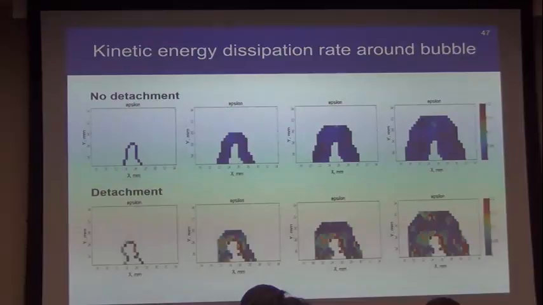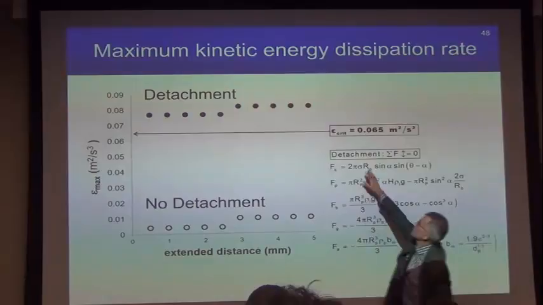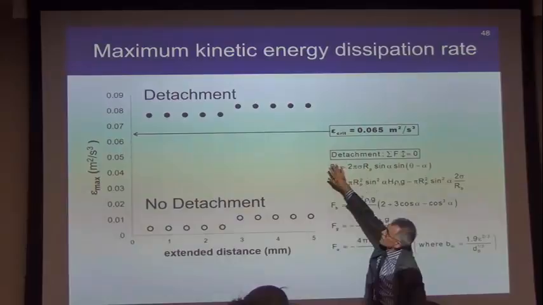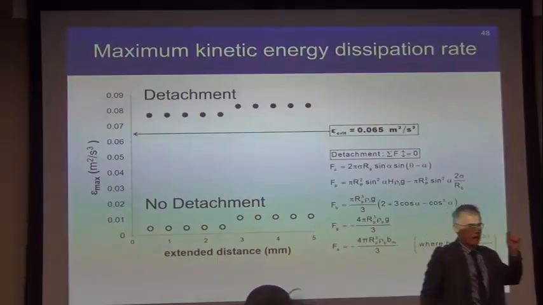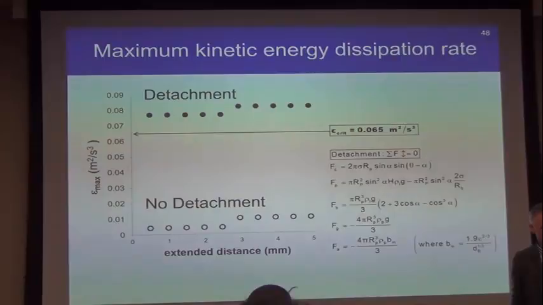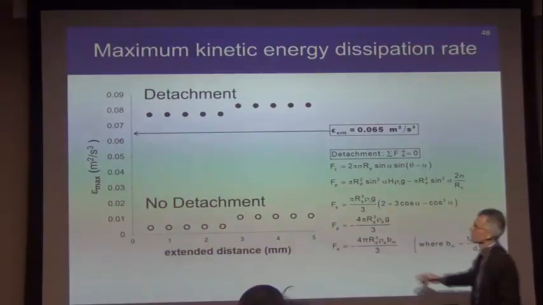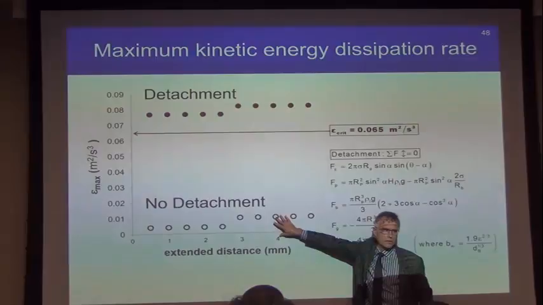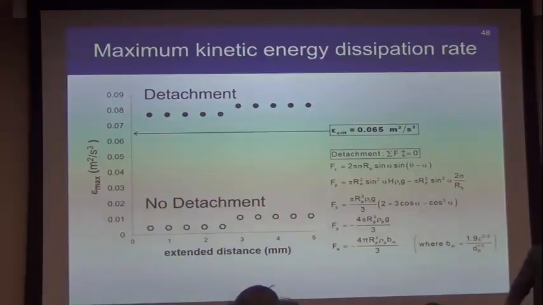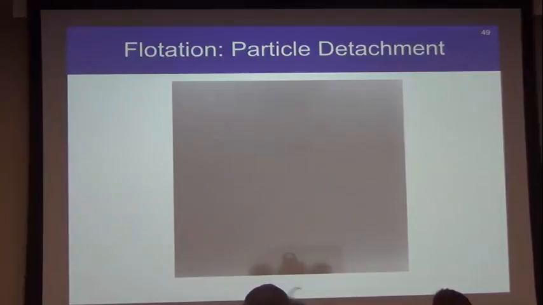And if we can apply that to the theory, then what it shows here, for example, are the circles up at the top, the instantaneous energy dissipation rates around the surface of the bubble at the point at which it detaches, and you can see that it matches the theory. Down here you get no detachment, even though the average conditions are exactly the same. Just move on from that.